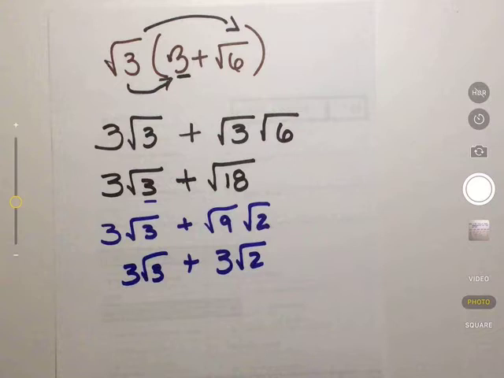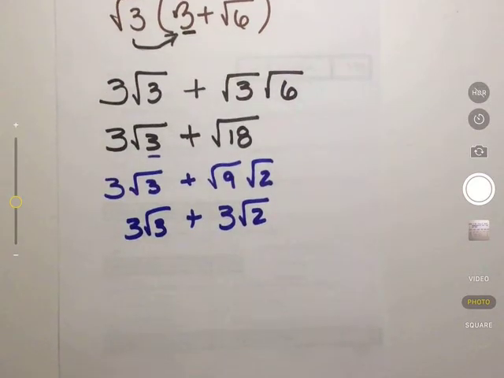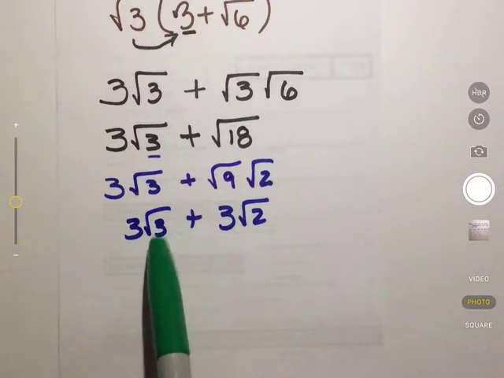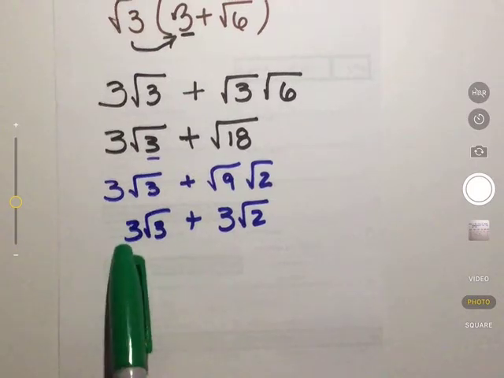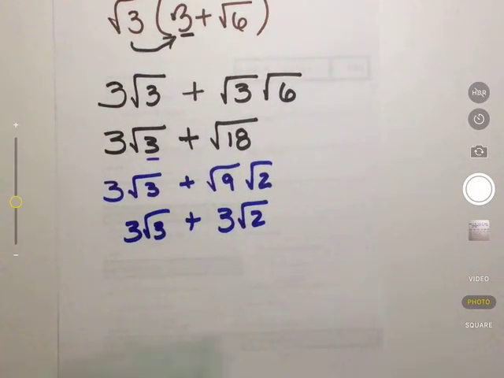Now we have to remember our adding and subtracting rules of radicals that we learned last week. If they don't have the same number inside the radical, they're not like terms and they cannot be added together. Even though these 3's are the same, this is my final answer. I cannot go any further.